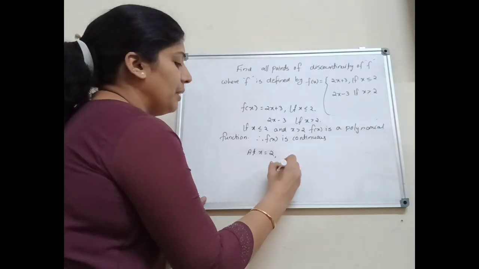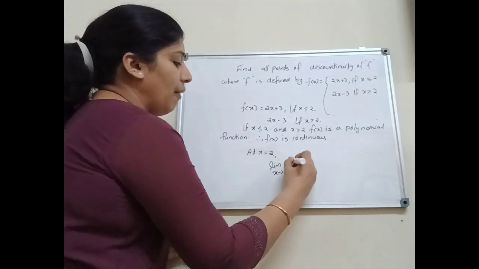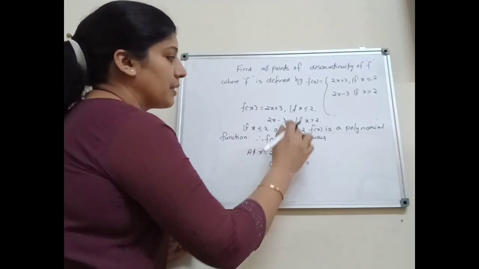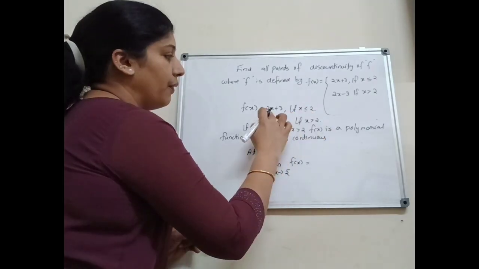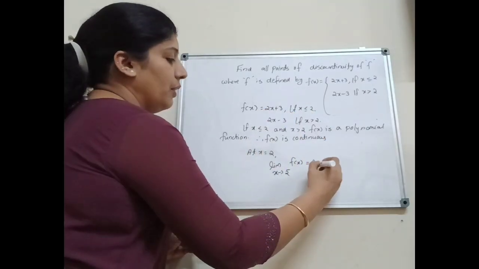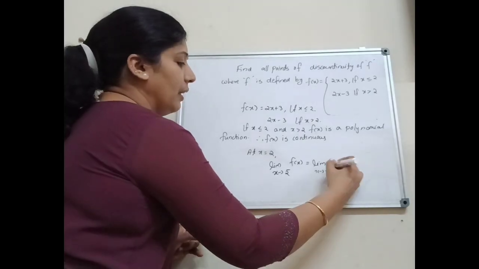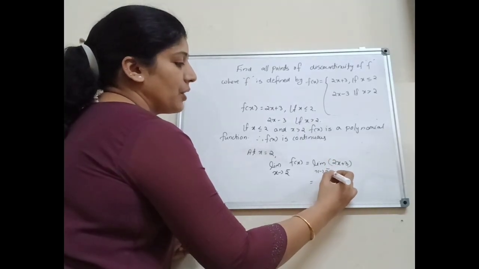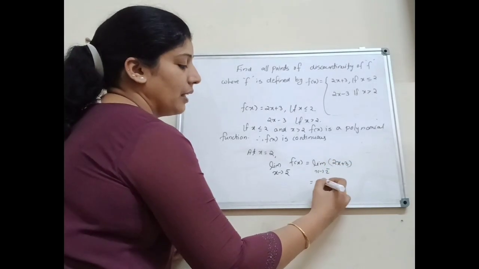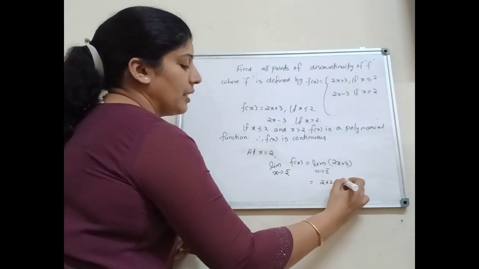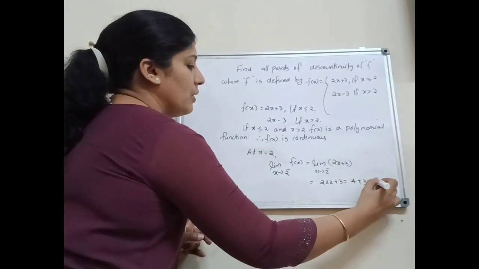First we can check the limit as x tends to 2 minus of f of x. That is x less than or equal to 2, f of x is 2x plus 3. Therefore, the limit as x tends to 2 minus of f of x is the limit of 2x plus 3. That is equal to what? The limit as x tends to 2. What is the value? 2x plus 3. That is 2 into 2 plus 3, equal to 4 plus 3, equal to 7.